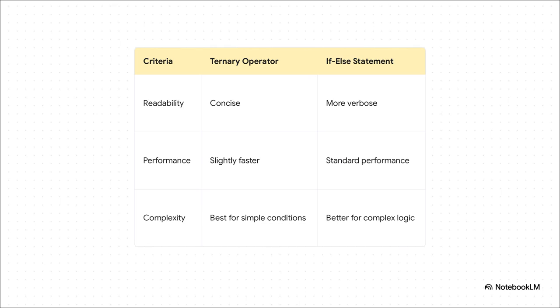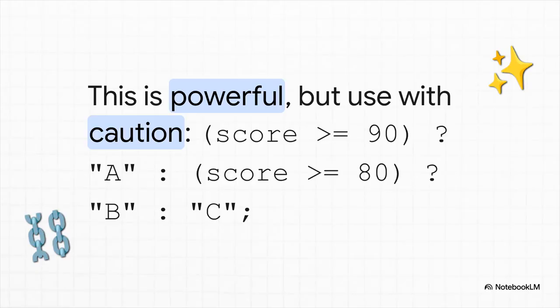For really simple, quick decisions, the ternary operator is awesome. It's compact, it's clean, sometimes it's even a little faster. But, and this is a big but, if your logic is even a little bit complicated, stick with a good old-fashioned if-else statement. It's just going to be way easier for you and other people to read and understand down the line. And here it is in action.